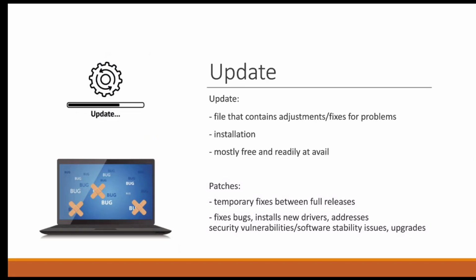An update is a software file that contains fixes for problems found by other users or the software developer. And installing an update fixes the code and prevents the problem from happening again on a device. And patches are a type of update that are temporary fixes between full releases, and they fix bugs, install new drivers, address security vulnerabilities, and enhance software stability.